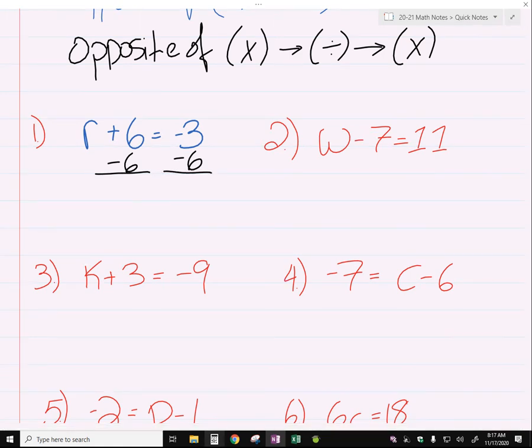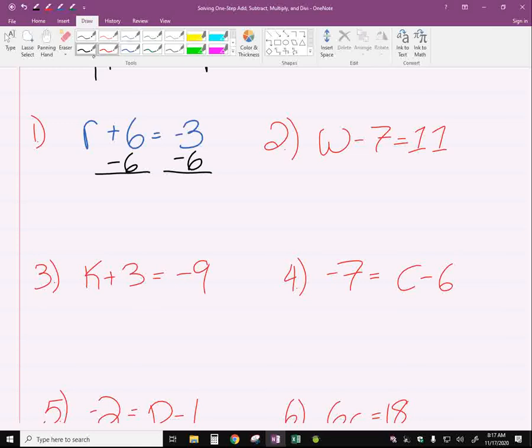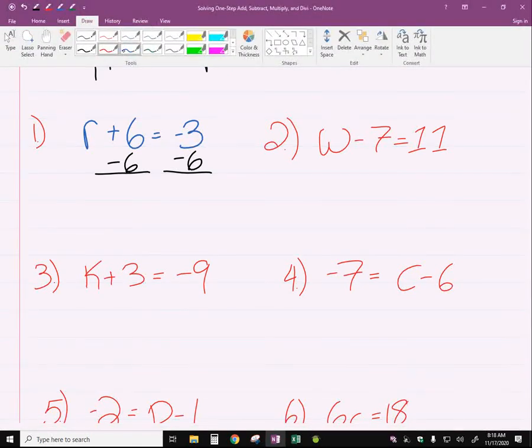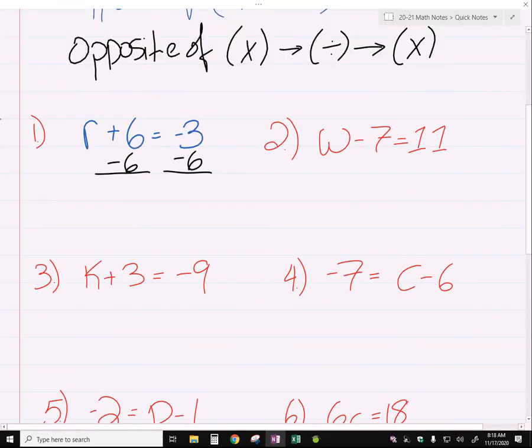You could almost consider this being its own subtraction, and this one being its own subtraction. Don't write the yellow, or don't write the red. I'm just doing that for demonstrative reasons. So I have 6 minus 6, which is what? Yeah. 0.